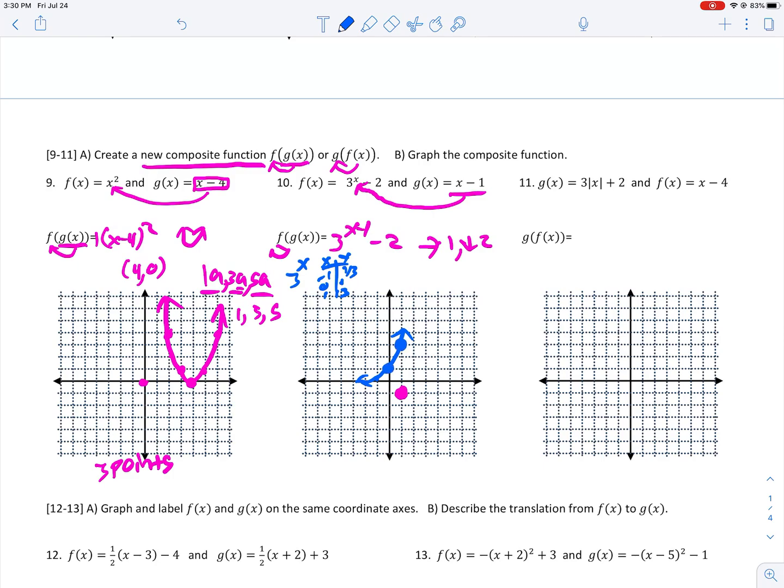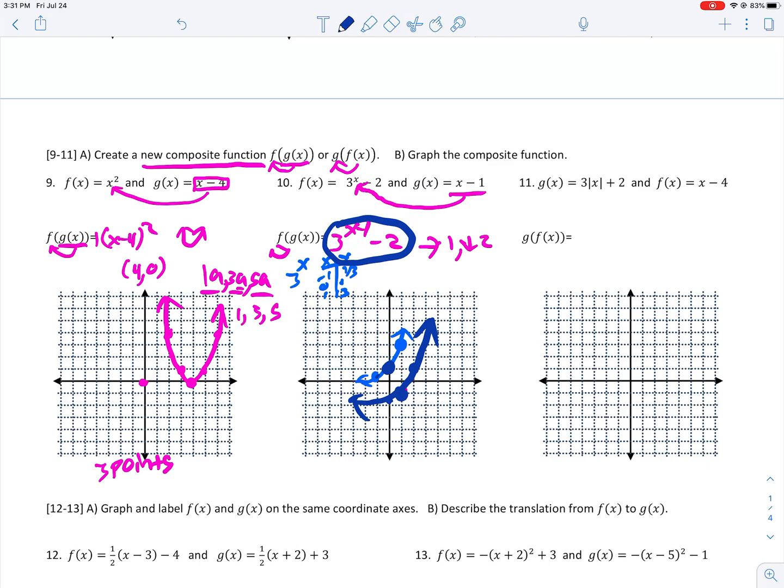Okay, so these 3 points have been shifted right 1 and down 2. Well, we already shifted this point here in the middle, the dark blue one. It's here. So if you just shift this one right 1 and down 2, and this one right 1 and down 2, now you have your sketch. This is your composite function now.